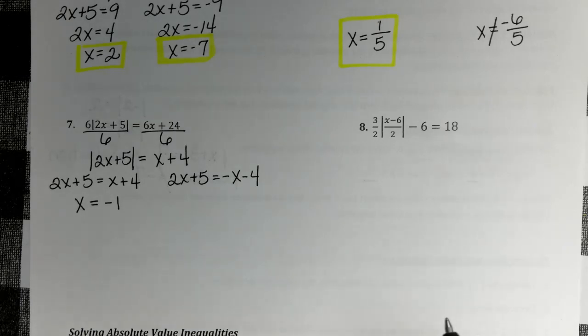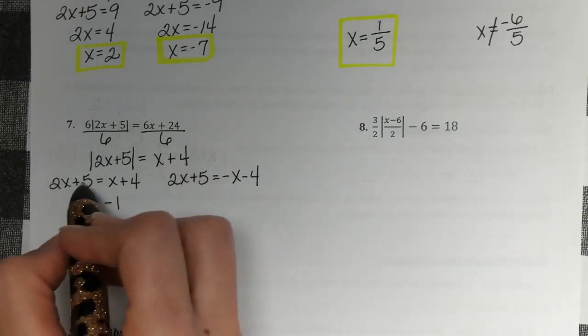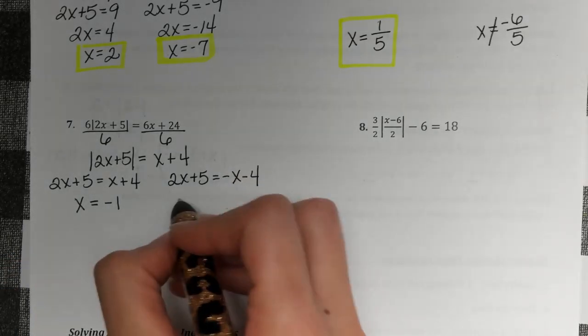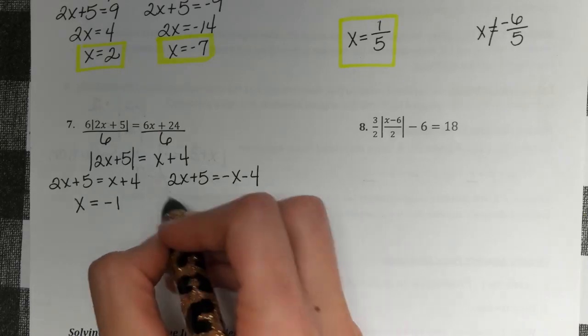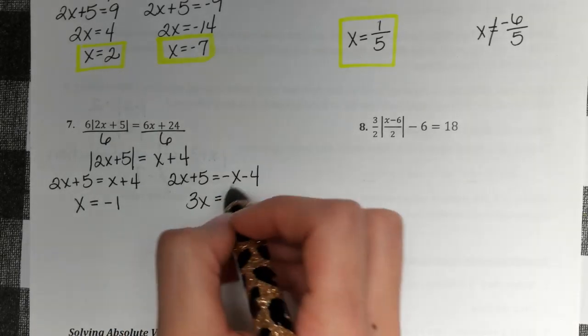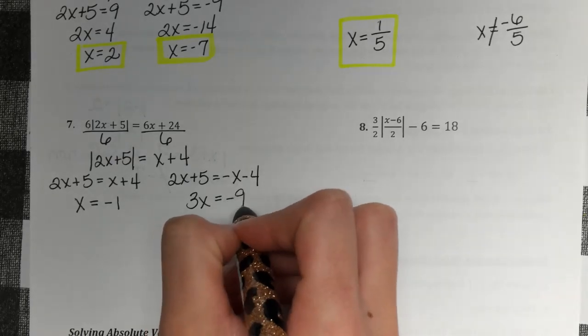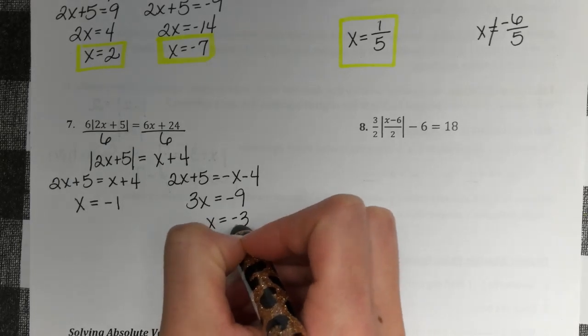I'm doing this for time. Usually we would work it out. But you would move your x this way, move that way. And then 2x plus 5 equals negative x minus 4. Add your x, you get 3x. Move your 5, and you get negative 9. Divide by 3. X equals negative 3.